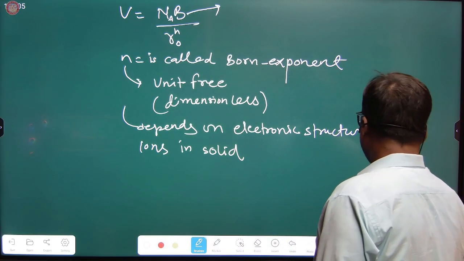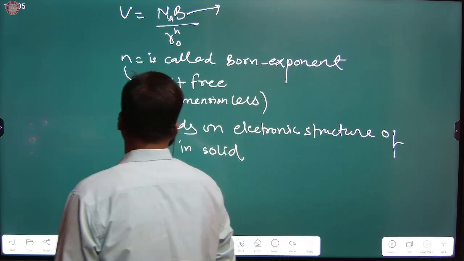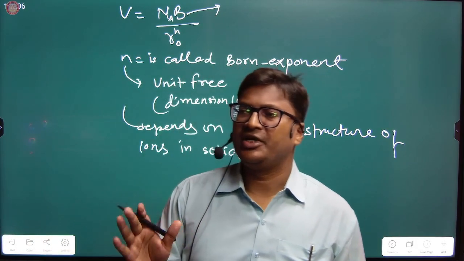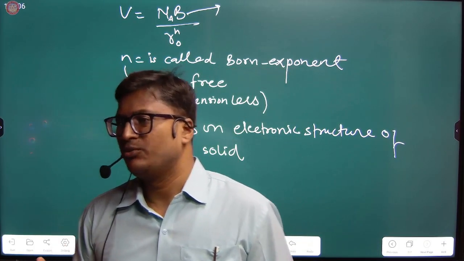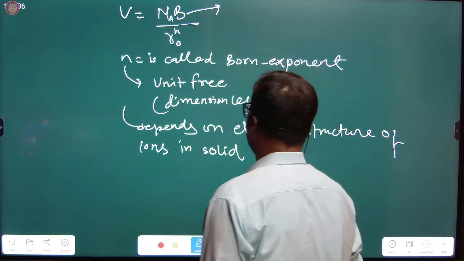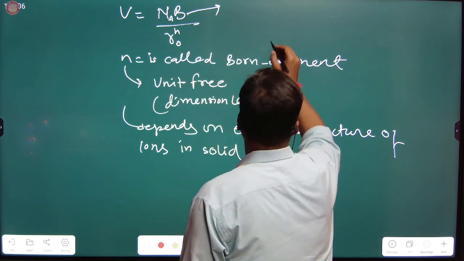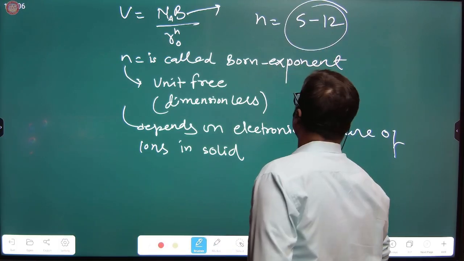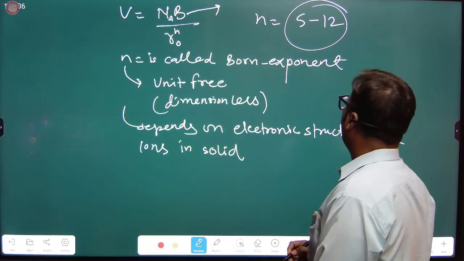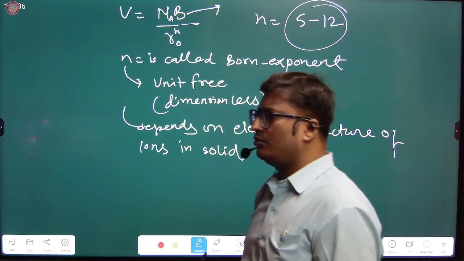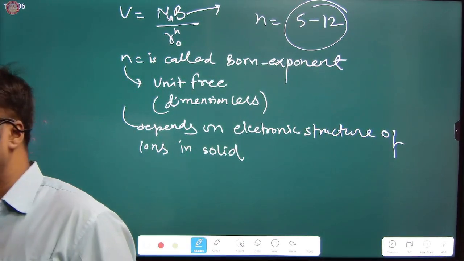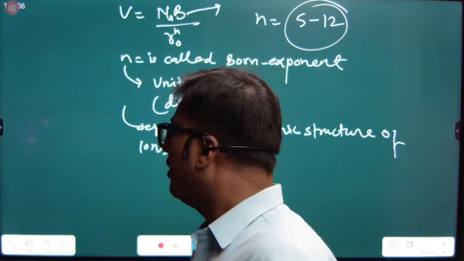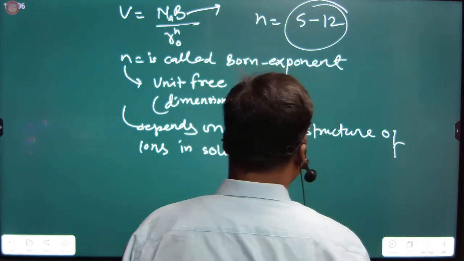So electronic structure means electronic configuration. Different ions have different electronic configurations, so accordingly the Born exponent value can be selected. This Born exponent, n, ranges from 5 to 12. Which value we have to select depends on the electronic structure of the ionic species in the solids.